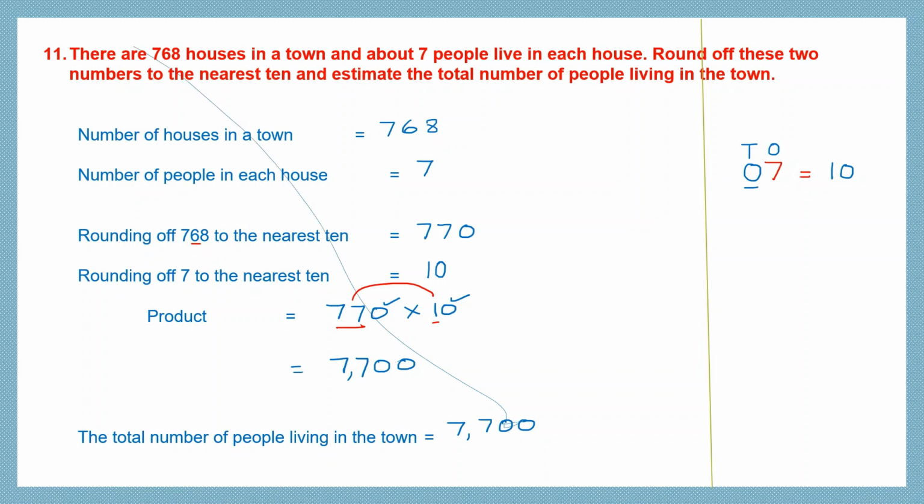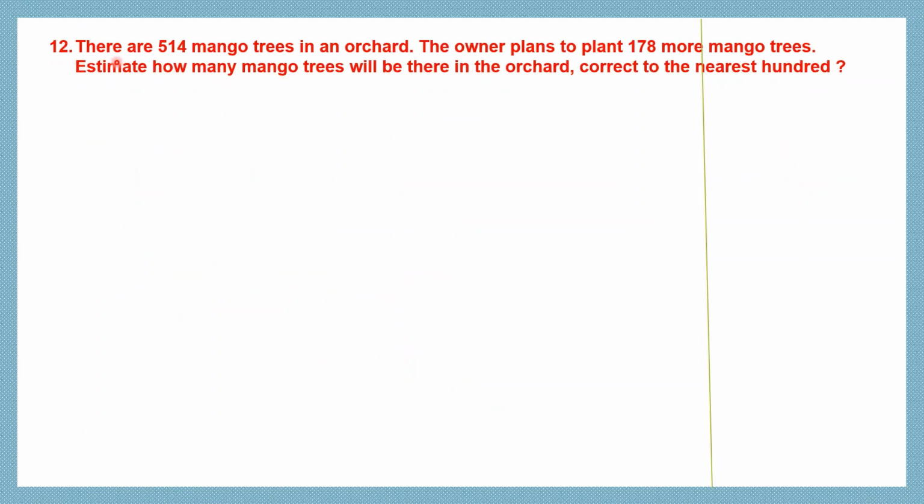7,700 approximately. Question 12. There are 514 mango trees in an orchard. The owner plans to plant 178 more mango trees. So already there were 514. He wants to plant 178 more. Now the question is, estimate how many mango trees will be there in the orchard correct to the nearest 100. So here we have to round it off to the nearest 100 and find the total number of mango trees that will be there in the orchard.